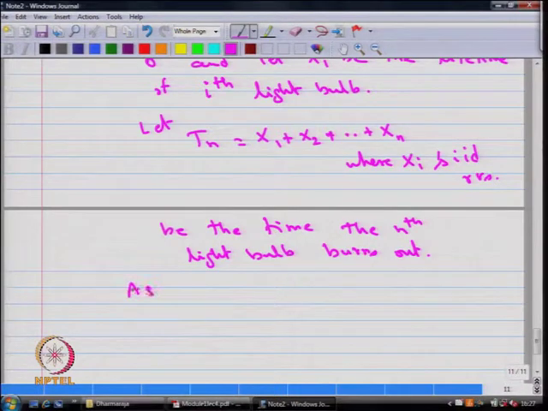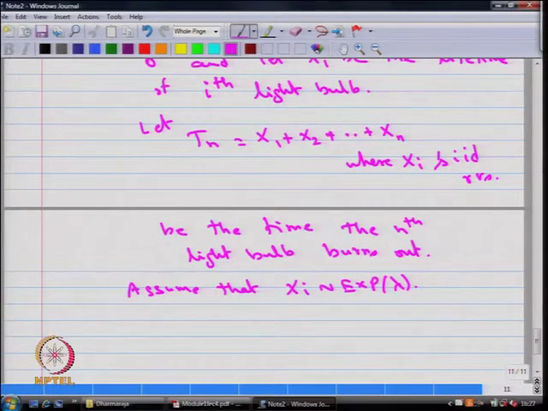Assume that Xi's follow an exponential distribution with the parameter lambda. We know that already Xi's are IID random variables. Now, I am making the further assumption that Xi's follow the exponential distribution with the parameter lambda. That means you know the mean of this random variable; since it is exponential with the parameter lambda, this becomes 1 divided by lambda.